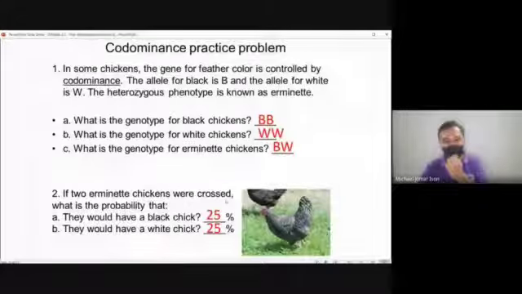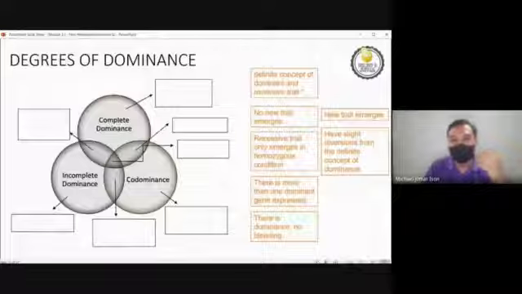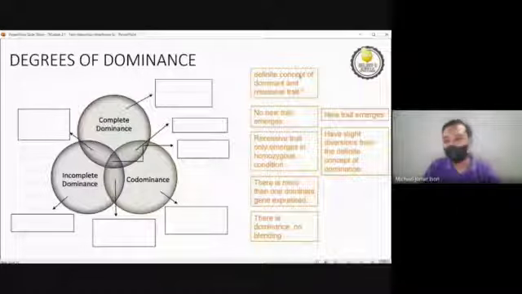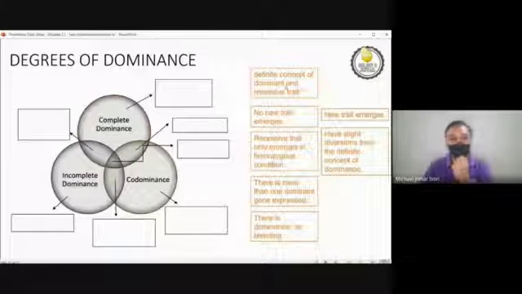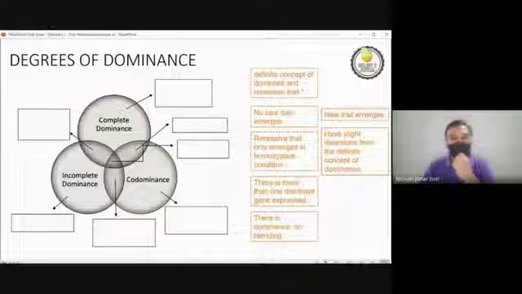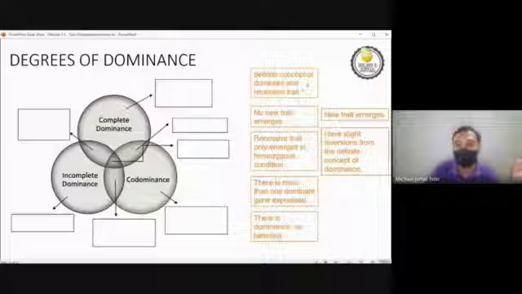Okay, very nice. So let's just finish up with this one. We have here a Venn diagram and there are a lot of descriptions over here. So let's see if you still remember our discussion a while ago. Starting with this one, where would you be putting this phrase, definite concept of dominant and recessive trait? Will you be putting that in the complete dominance, the codominance, or the incomplete dominance, or will you be putting them in between any of those two? So for the first one, definite concept of dominant recessive trait, where will you be putting that?